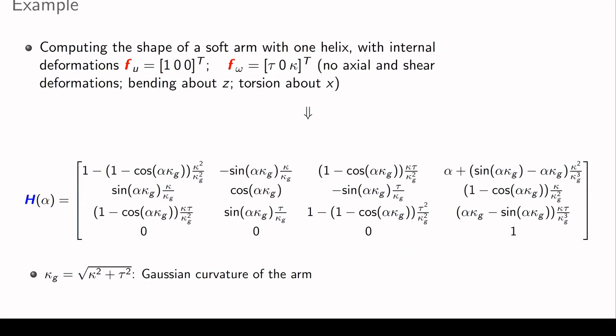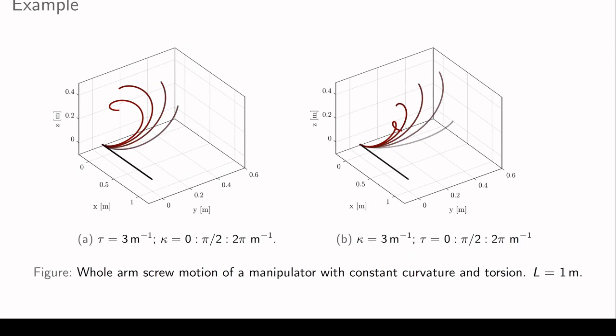So if we have a soft arm where, for instance, we can measure the linear and angular deformations, in this case just bending about z and torsion about x, we can just apply the kinematics equation and we obtain the configuration along the curve. And here are some plots obtained by varying the torsion and bending curvature along the arm.